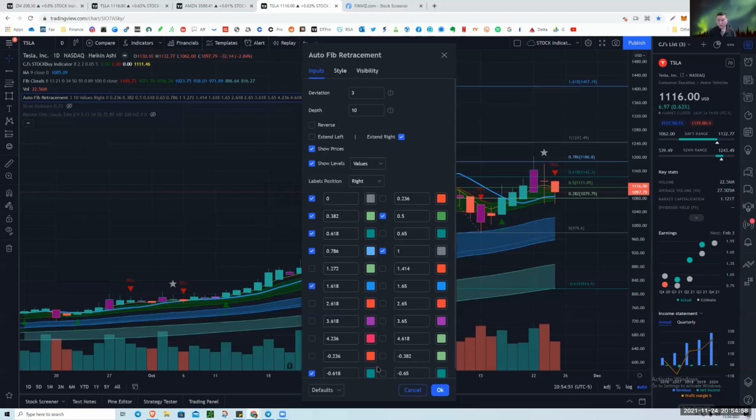Any others that I may use? Yeah, those are the main ones. So those are the ones that I check. I would have the labels on the right side so it's easier to read. And then there's a reverse button which I'll show you how that works. Okay.